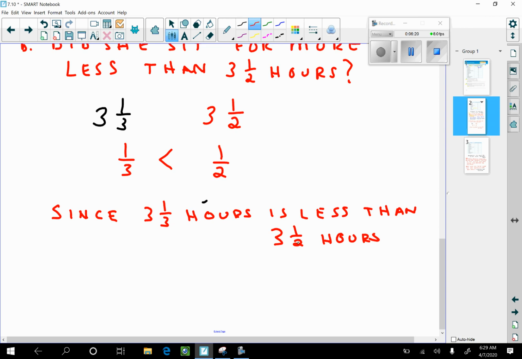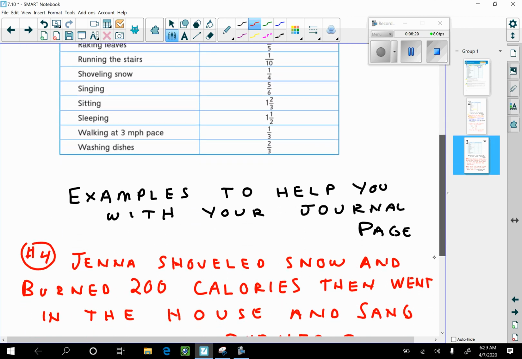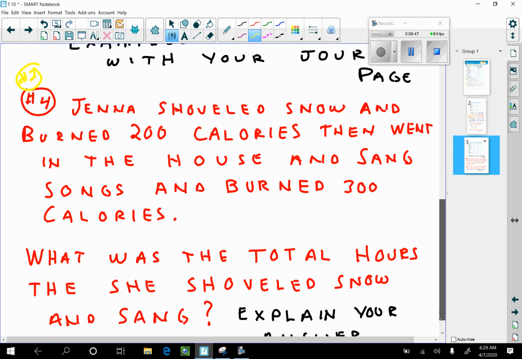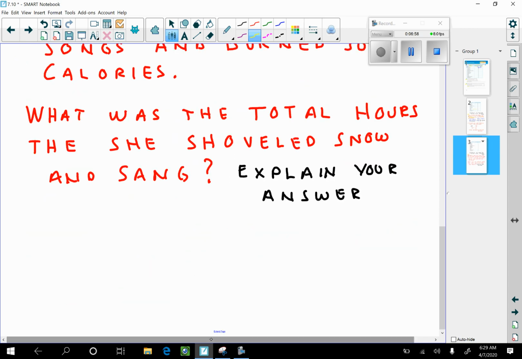Okay, so that's an example for number 1. Let's go for an example for number 2. Go to the next slide. Same chart here. This problem is going to help with number 2. Jenna shoveled snow, burned 200 calories, then she went in the house and sang songs and burned 300 calories. What was the total hours that she shoveled snow and sang about shoveling snow? Explain your answer. So we're going to come down here, and this is going to be an addition problem.